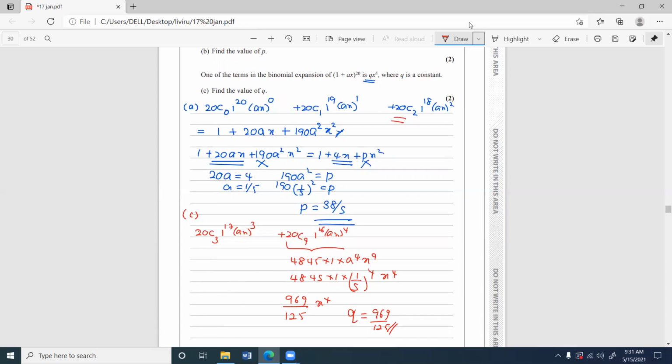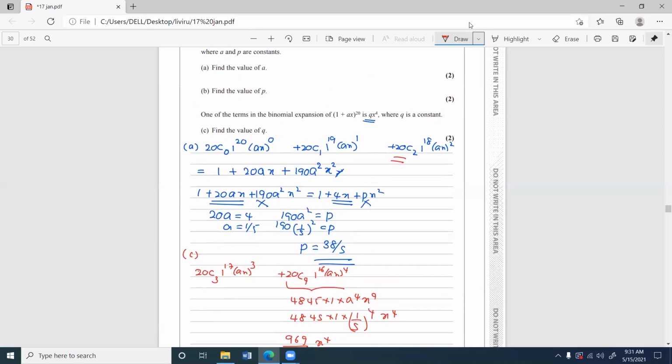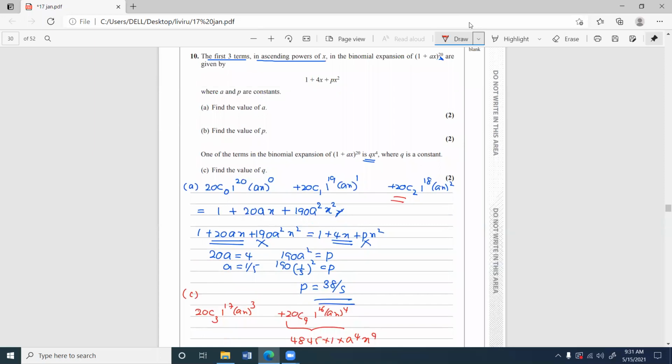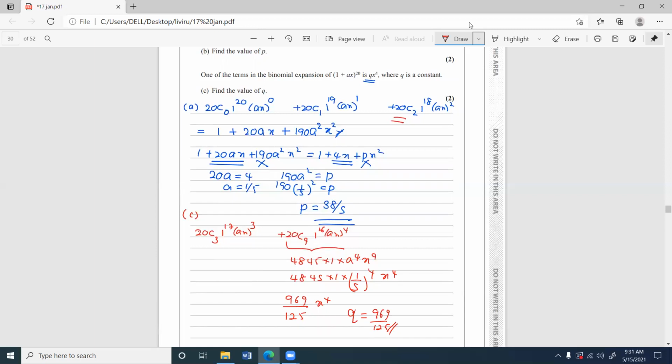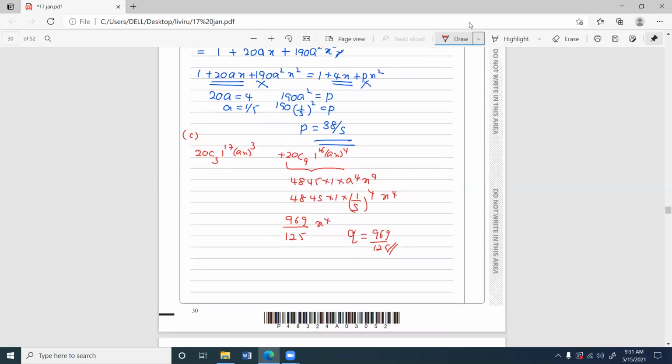Let's see whether this is correct. Yes, that is fine. 20a is equal to 4, according to this one. Yeah, that's great. Okay. That's a way of getting this answer. That's a way of writing the answer for part C.